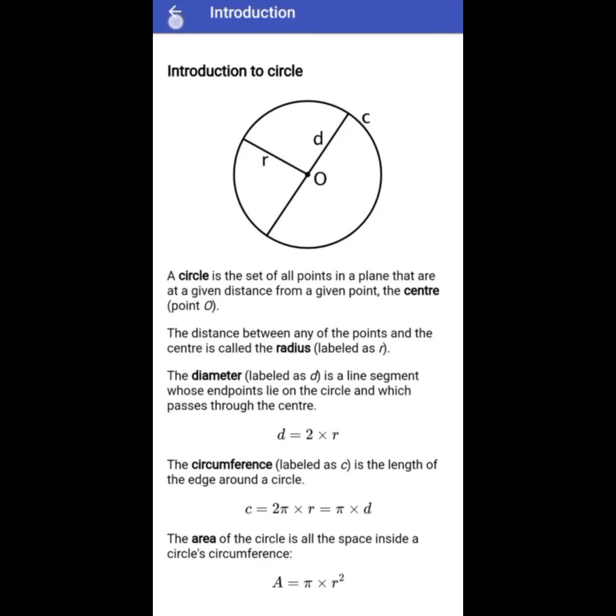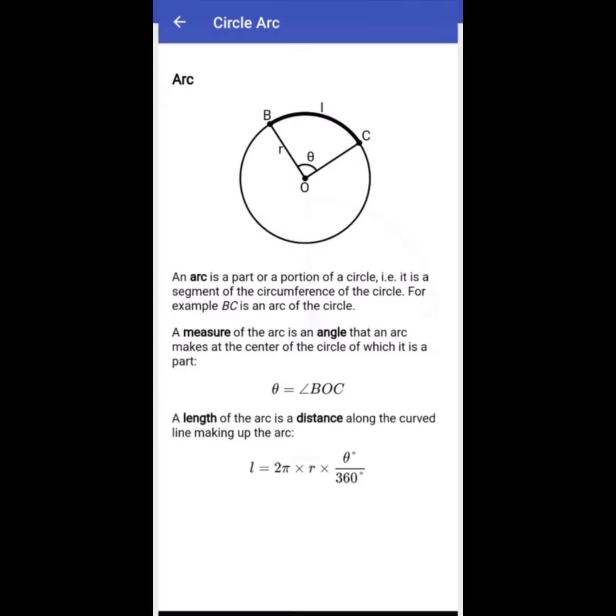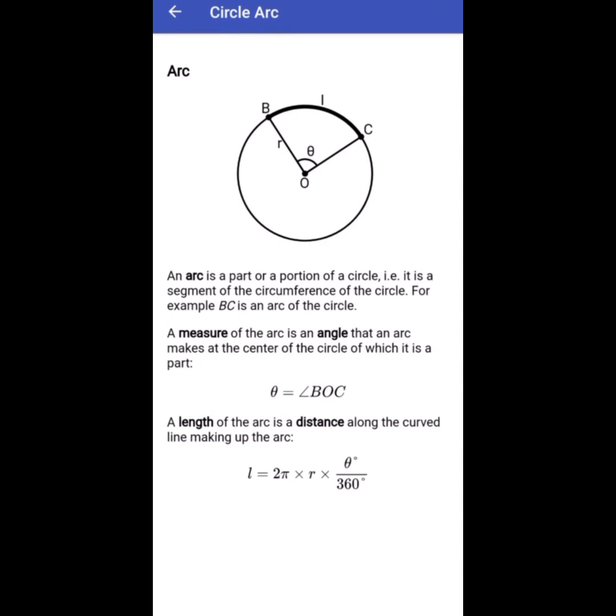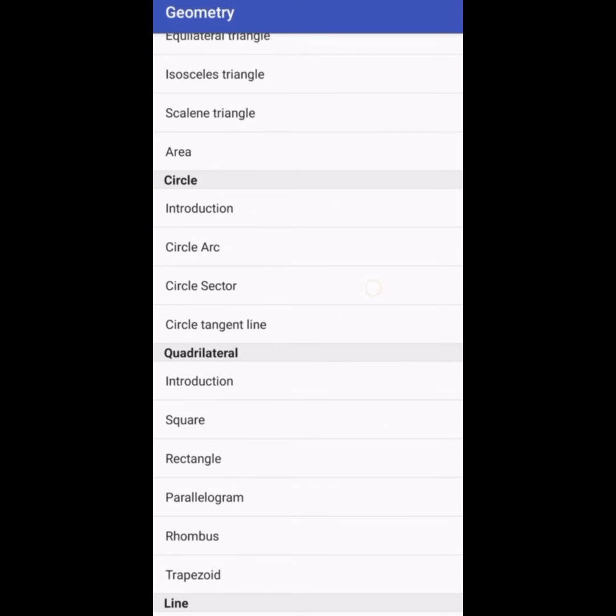Since we are done with the circle, let's move on to another part of a circle, which is the circle arc. An arc is a portion of a circle, a segment of the circumference of the circle. For example, BC is an arc of the circle. The measure of the arc is the angle that the arc makes at the center of the circle of which it is a part. The length of the arc is a distance.